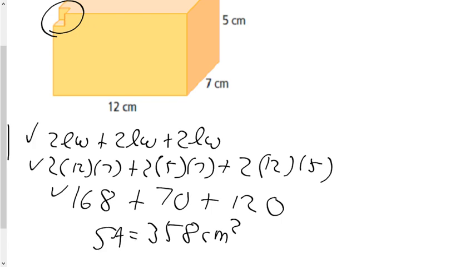Formula, substitute, simplify, solve. That's all you had to do. Wasn't complicated. That was worth 5 points for that question. 6 points for that question, sorry.